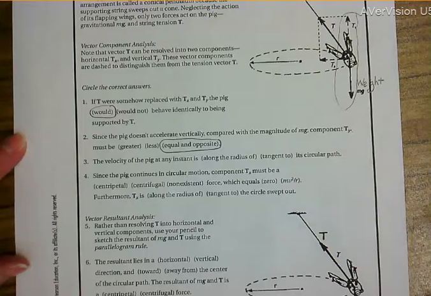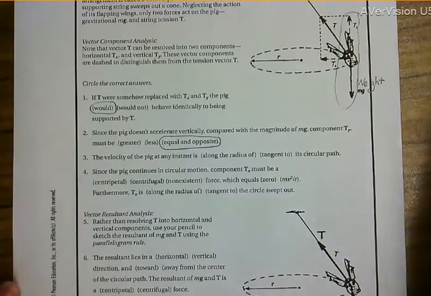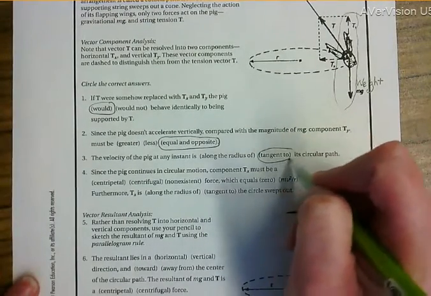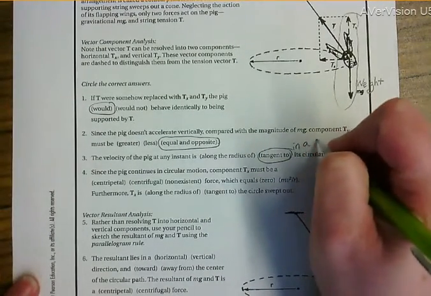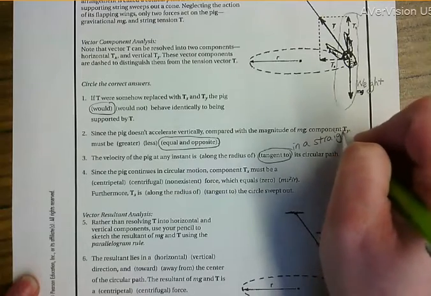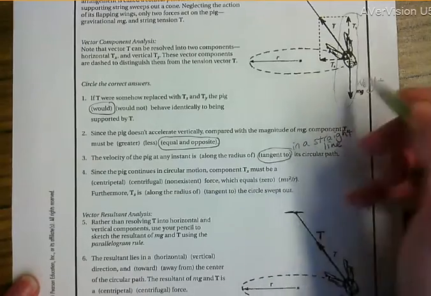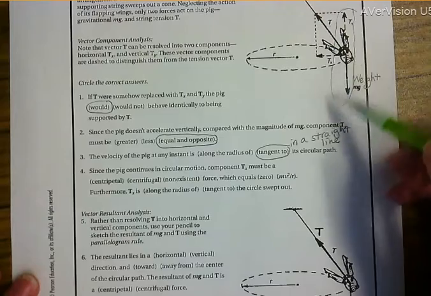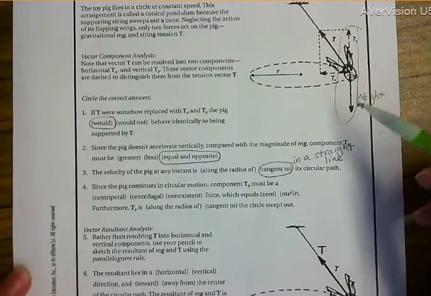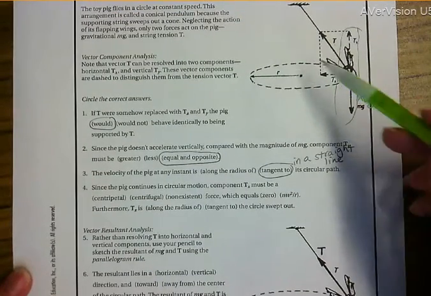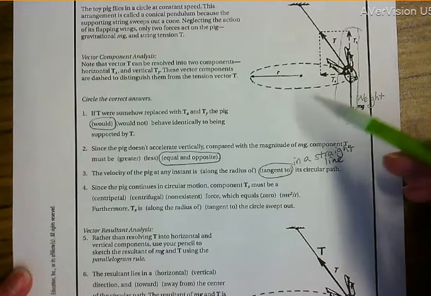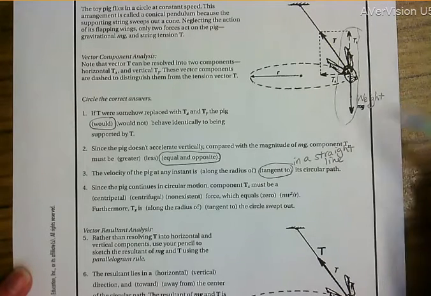Number 3, the velocity of the pig at any instant is tangent to its circular path. Tangent means in a straight line. So basically what it's saying here is this pig is constantly trying to escape, but it is the tension in the string that keeps pulling it back. If I let it go, this pig would move off in a straight line path.